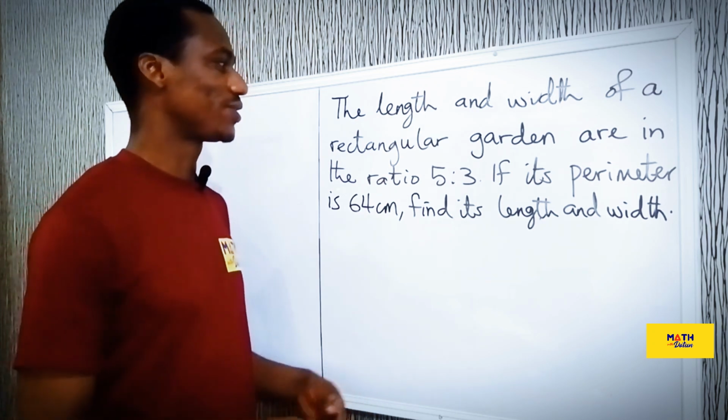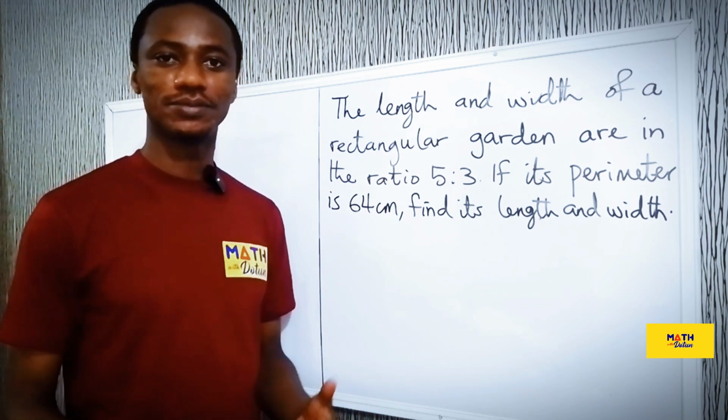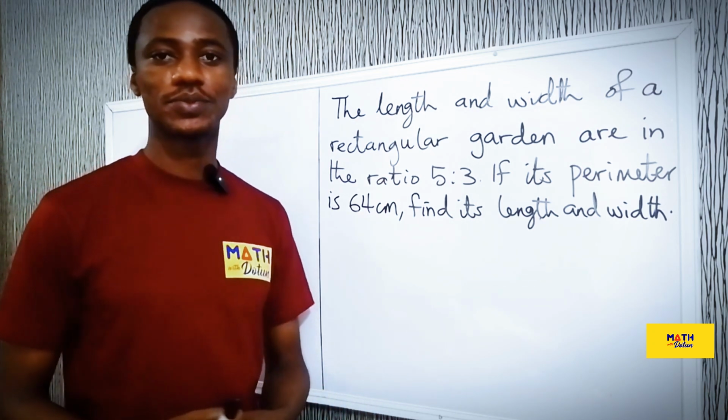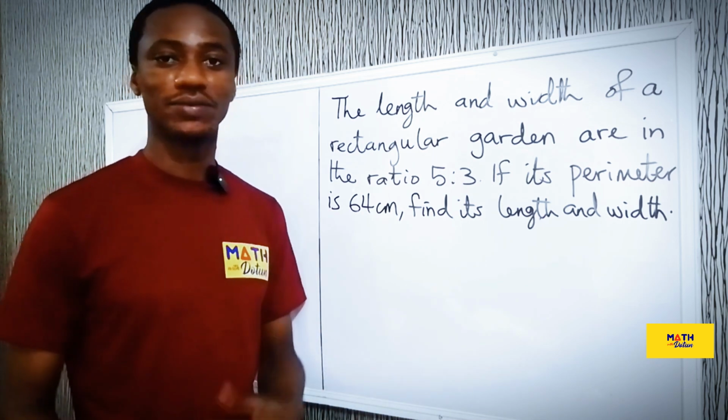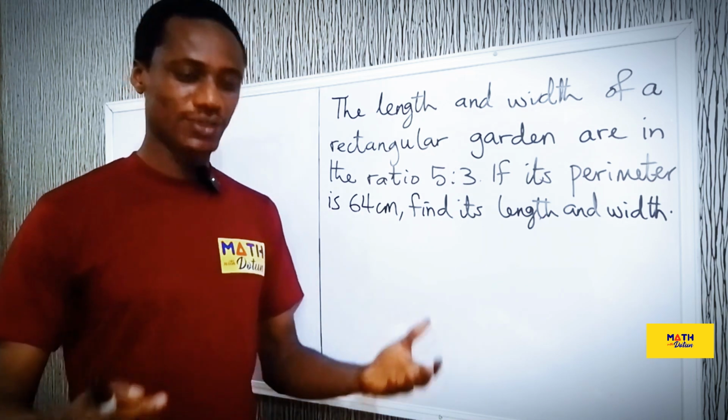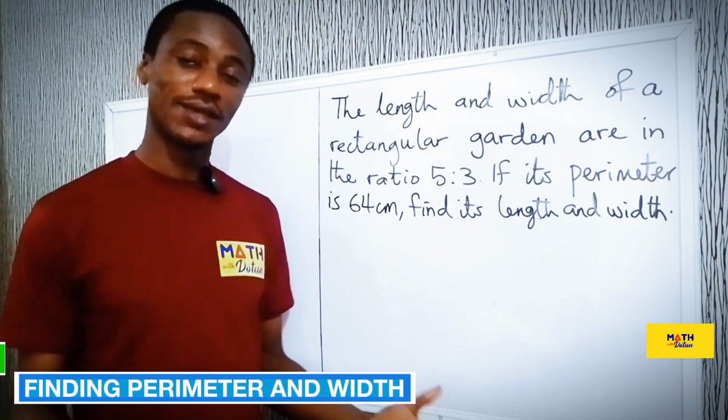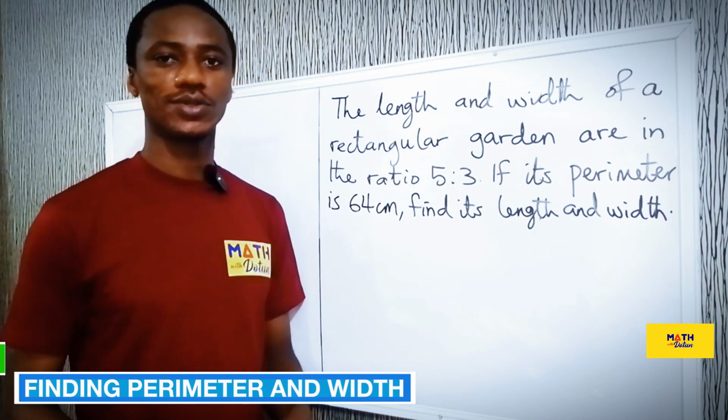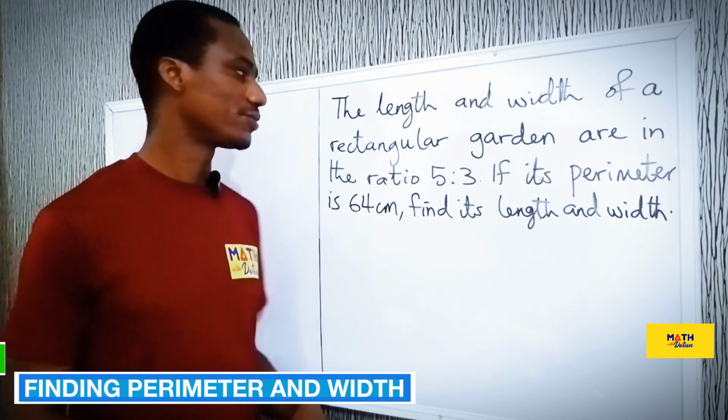Alright, in this question we have a perimeter of a rectangle and we have the ratio of length to width, and we are to find the length and the width. So let's go over and solve.